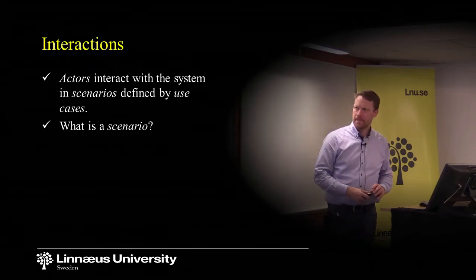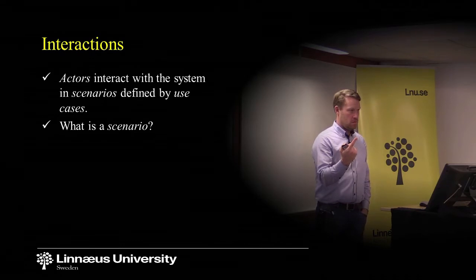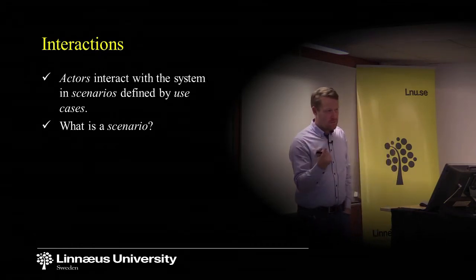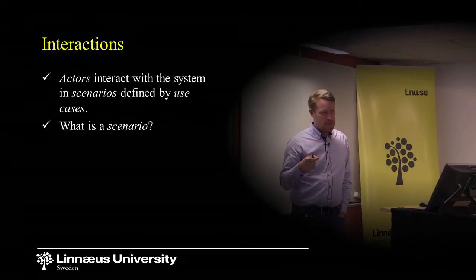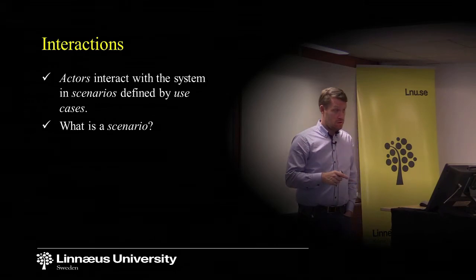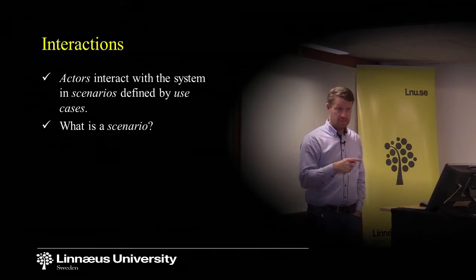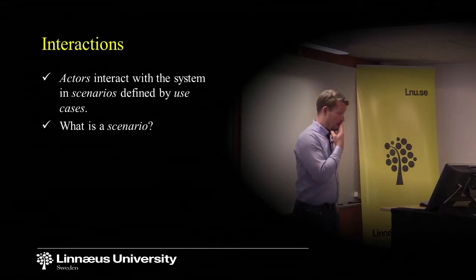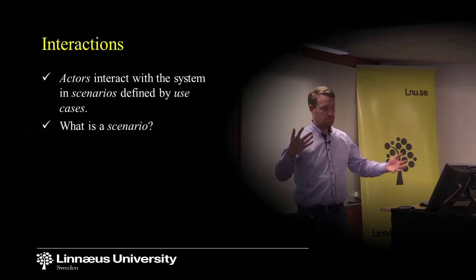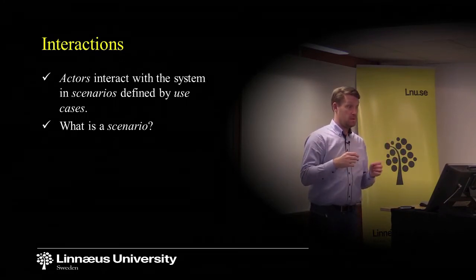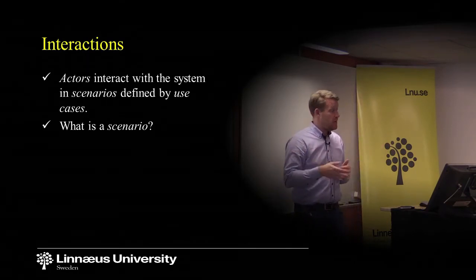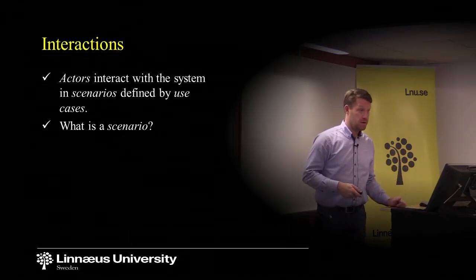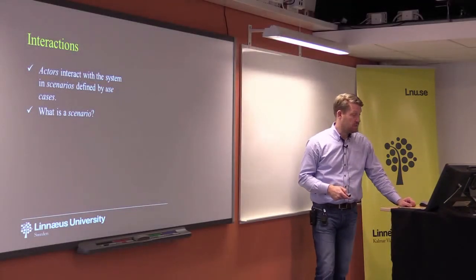So, how do you do this? Well, a system interacts with the environment. And when you interact with a system, there is not just one path through the system. Typically, there are several alternative paths, and each unique instance of a path corresponds to a scenario. And these scenarios will be described by use cases. So the relationship you will see is typically one use case, several possible scenarios. I should give you some examples in a while.